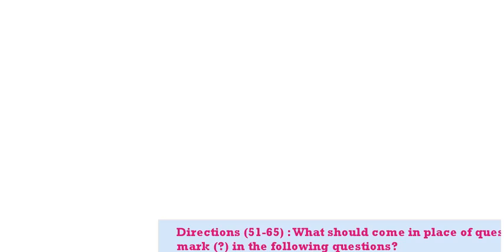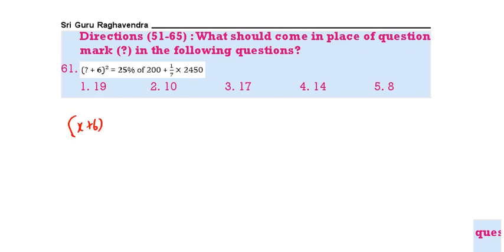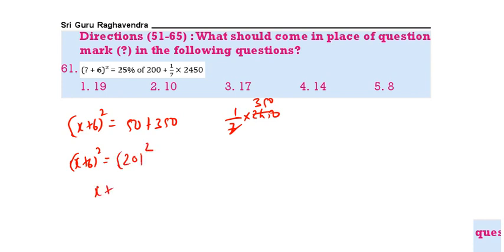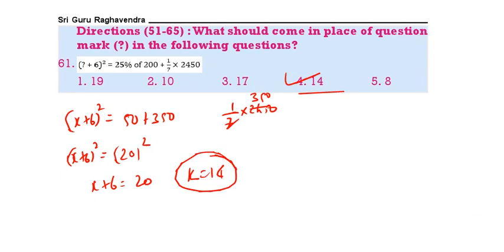61. X plus 6 whole square is equal to 25% of 200 is 50. Then this one 1 by 7 of 2450. 7 3 is 350. 400. So x plus 6 whole square is equal to 400 can be written as 20 square. Therefore x plus 6 is equal to 20. X value 14. 4 is the correct answer.